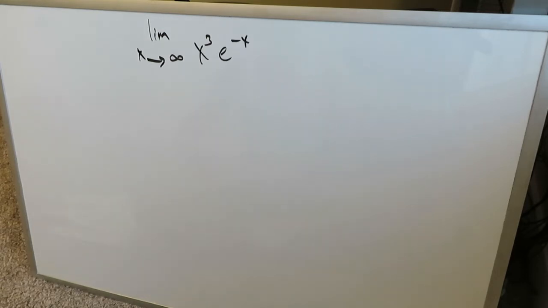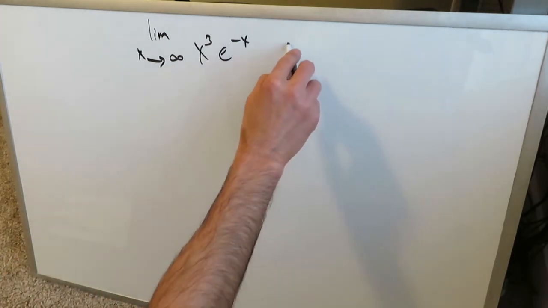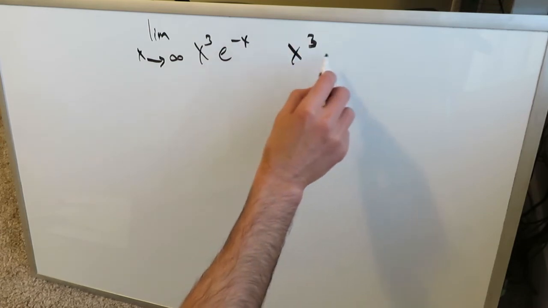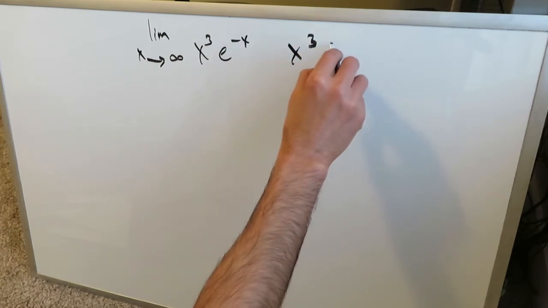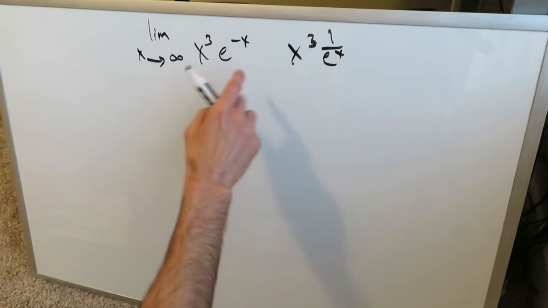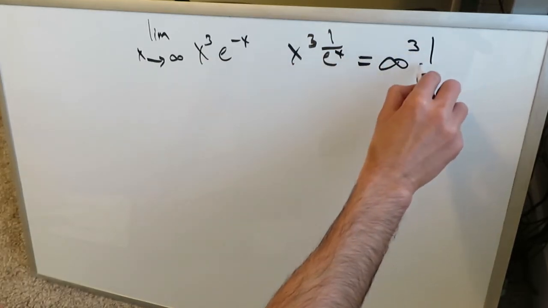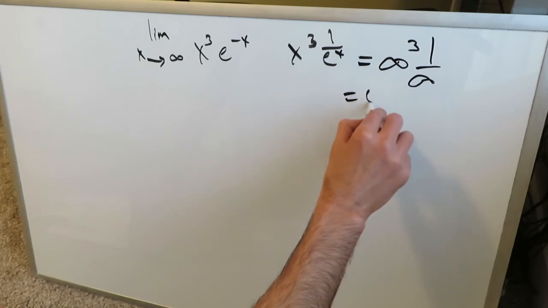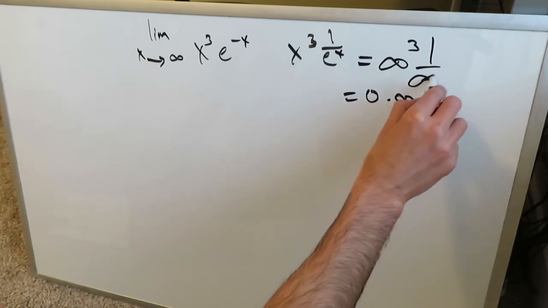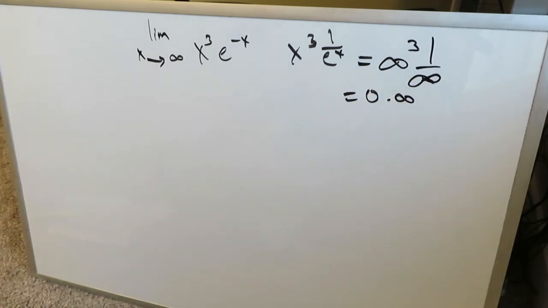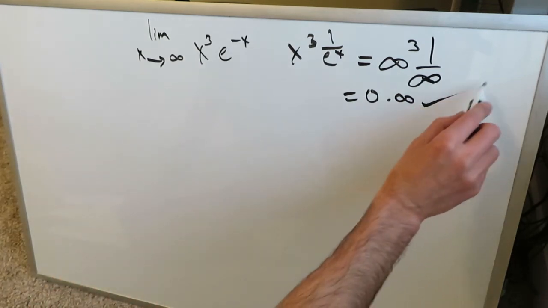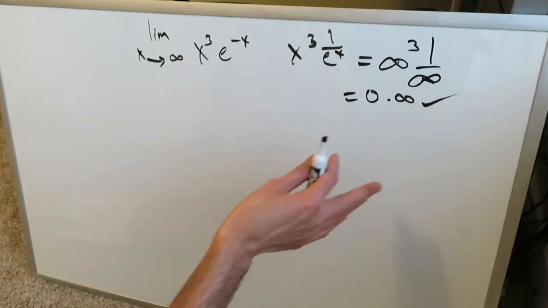The first question we're thinking is, are we dealing with an indeterminate form or not? If you were to plug infinity in here, you'd be looking at x to the power of 3 and 1 over e to the x. You can rewrite all of that. If you do infinity, you're getting infinity to the power of 3 and 1 over infinity. You're looking at this form right here, 0 times infinity. So you have an indeterminate product type. So yes, we are dealing with an indeterminate form, but it's a product form.